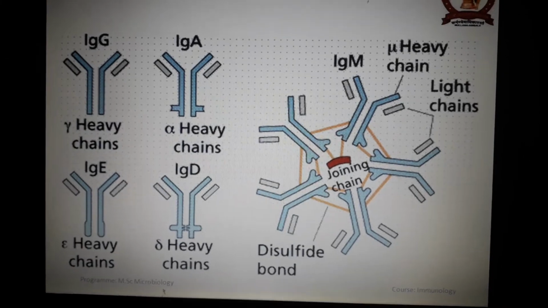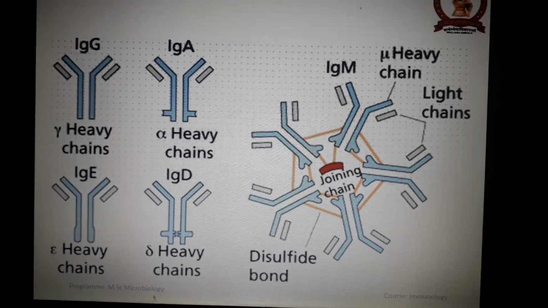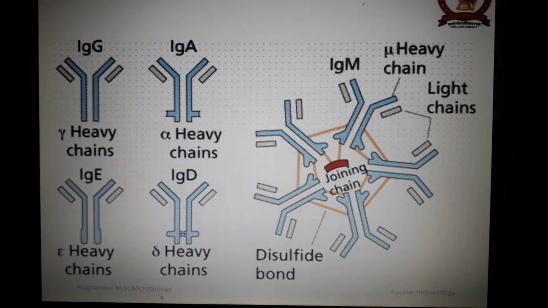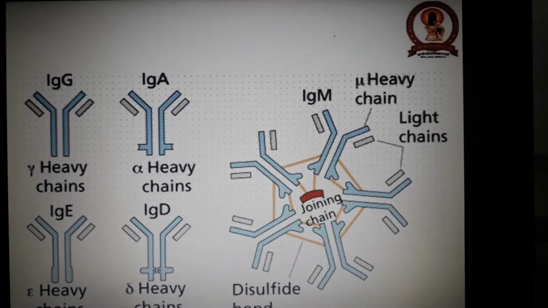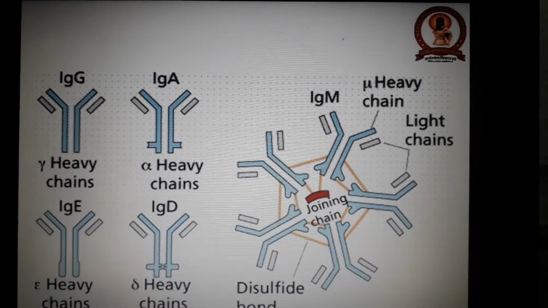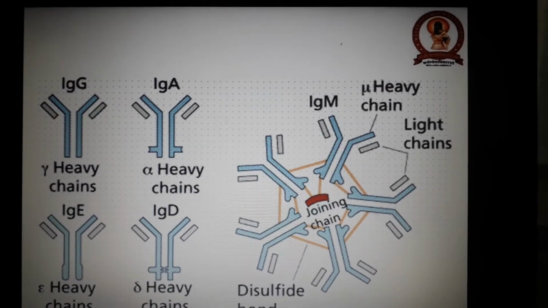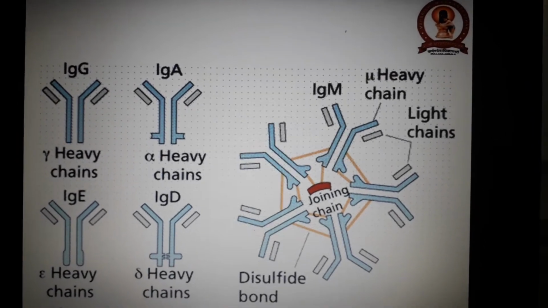So this is all about the different types of structures of the antibody, which behave as the second line or third line of defense in our body. So these are the different types of antibodies on the basis of their heavy chains.